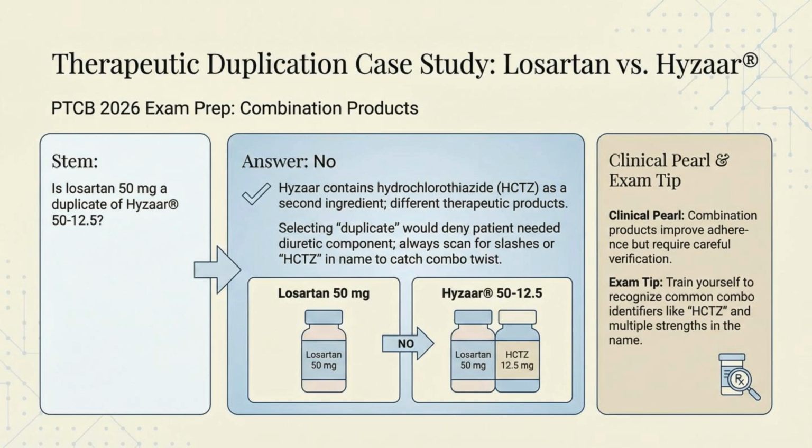Is losartan 50 milligrams a duplicate of Hyzaar 50 to 12.5? The answer is no. Hyzaar contains hydrochlorothiazide as a second ingredient. Always scan for identifiers like HCTZ to catch combo product twists.